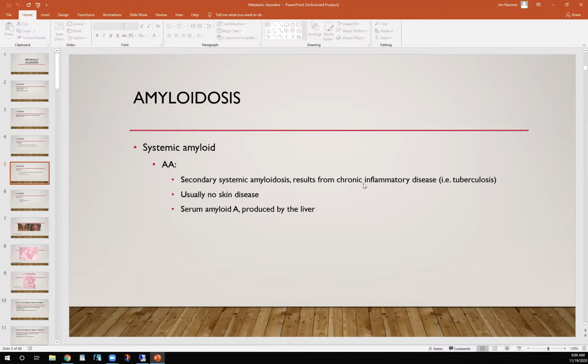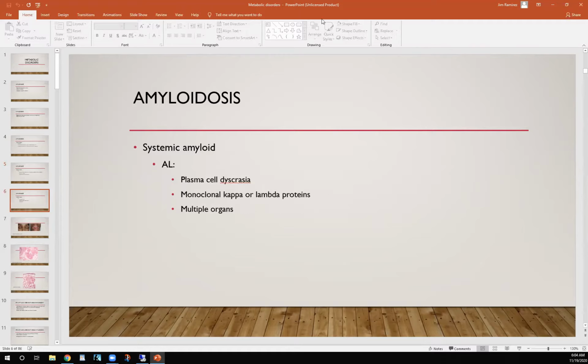So systemic amyloid, the first type I mentioned is AA, and this is the kind that you see resulting from chronic inflammatory disease. Back in the day when tuberculosis was a lot more common, we would see that secondary systemic amyloid from that condition, but others as well. Usually you don't get skin disease in this type, so we're not going to go too much into this one. But the protein is the serum amyloid A protein produced by the liver.